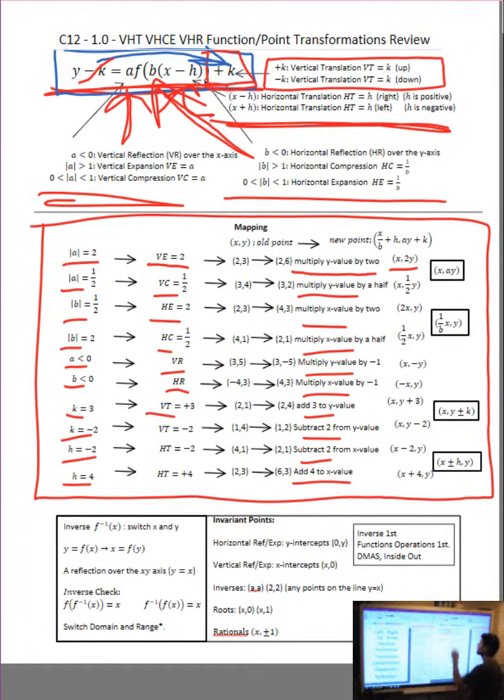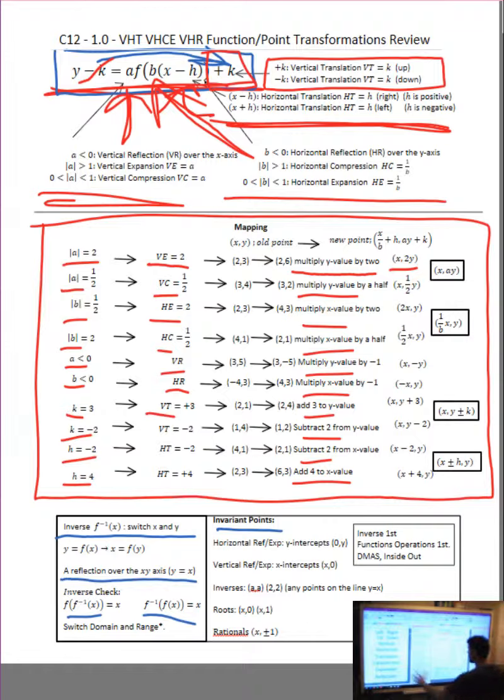Other things we're going to take a look at in this chapter are the inverse. The inverse, where we switch x and y. And it happens to be a reflection over the line y equals x, a diagonal check. A little bit of ways that we can check if the inverse is true. We'll see that later in the notes. And we'll talk a little bit about invariant points. So, for example, invariant points, points that don't change, points that stay the same.